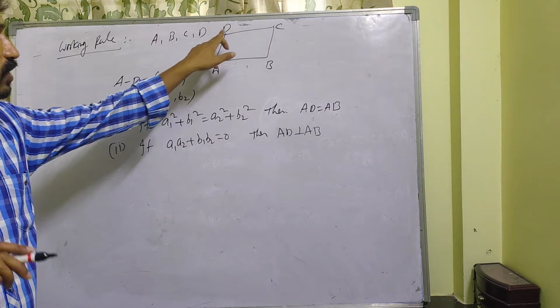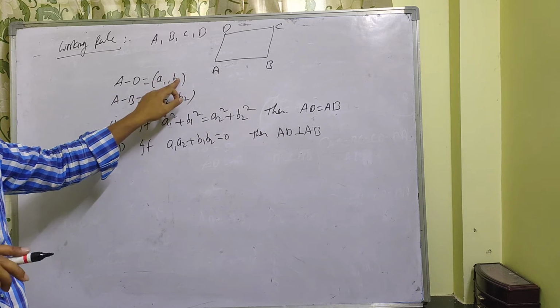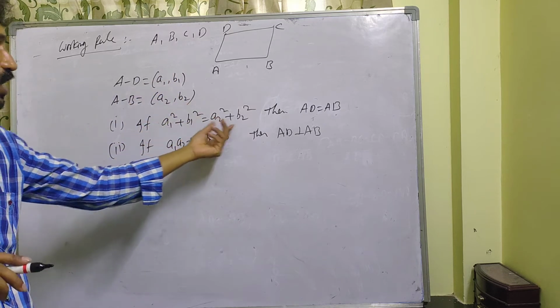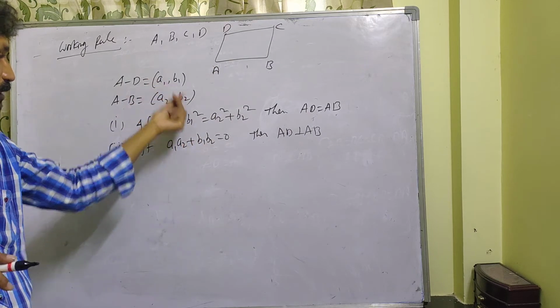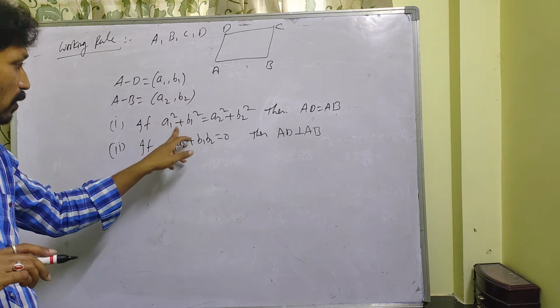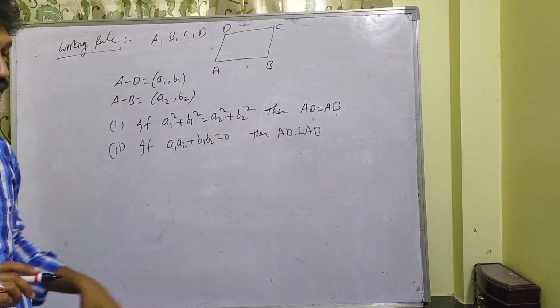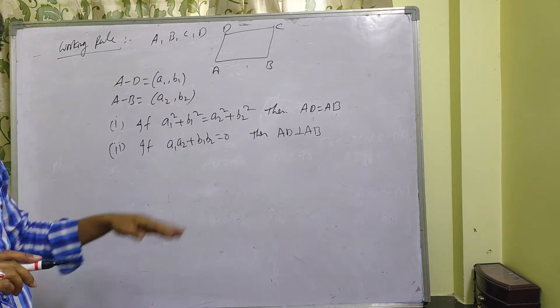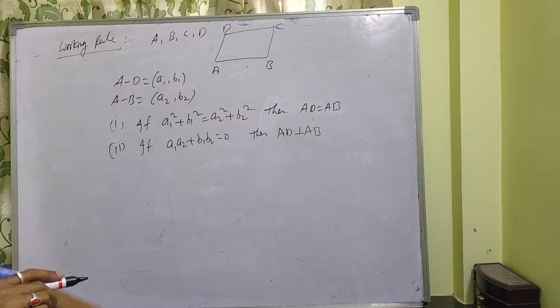So first you find out A minus D, after that A minus B. Take A1 square plus B1 square and A2 square plus B2 square. If these two are equal, adjacent sides are equal. If A1 A2 plus B1 B2 is equal to 0, then AD is perpendicular to AB. If A1 square plus B1 square is not equal to A2 square plus B2 square, then AD is not equal to AB. If A1 A2 plus B1 B2 is not equal to 0, then AD is not perpendicular to AB. Based on this, you take one example.